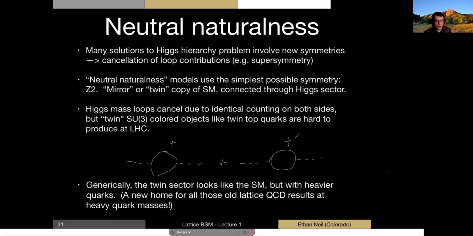And there are a lot of old lattice QCD results that were done out of necessity at relatively heavy quark masses, and they're all potentially relevant for these neutral naturalness theories. So I think that's an interesting connection. A little more narrow maybe than some of the composite Higgs, composite dark matter kind of, we're exploring the space of theories. This is a much more specific connection, but I think it's interesting and worth mentioning nonetheless.